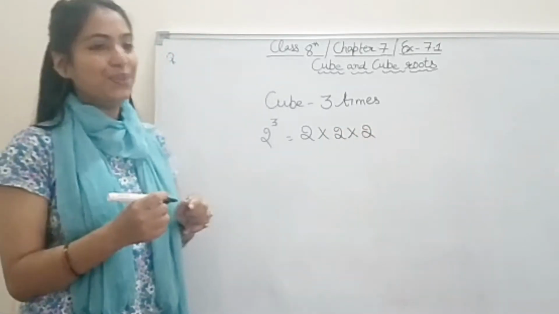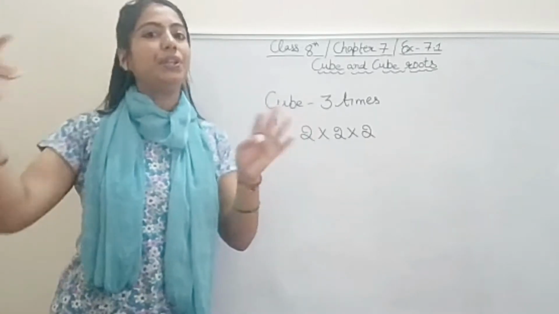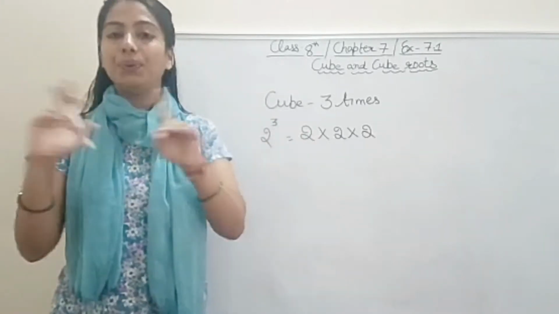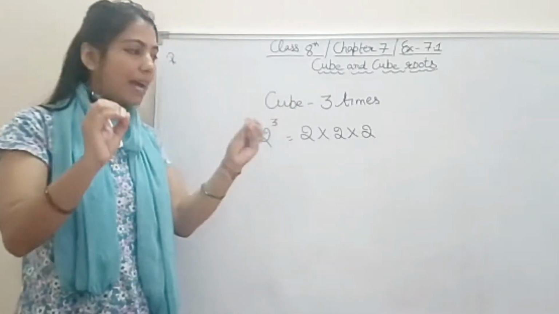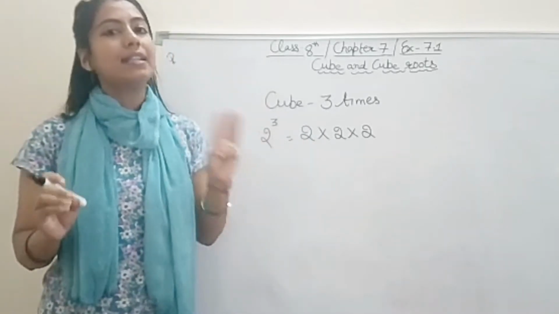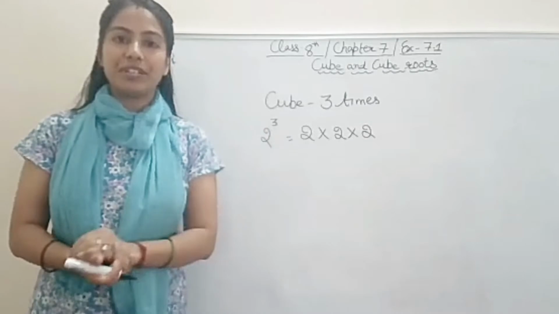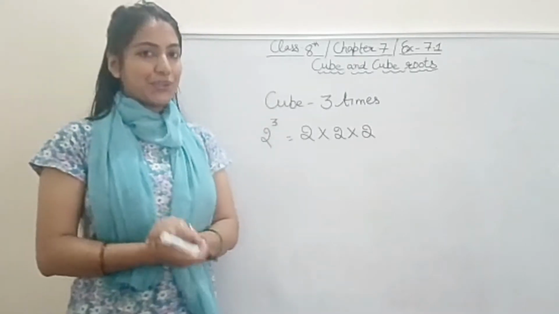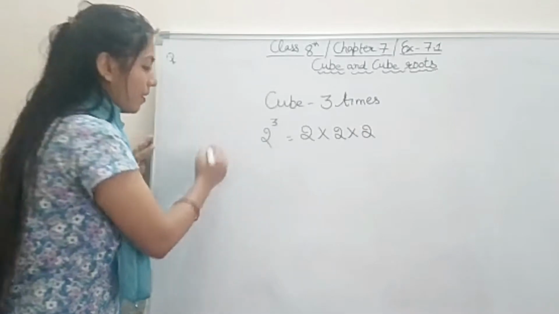Sometimes what students do, they think cube means power 3, so what are they doing? 2 into 3. They are multiplying with 3. No, we don't have to multiply with 3. We multiply the given number 3 times. 3 times the given number we have to multiply. That is called the cube of a given number. Right? So the next topic which we will do in this chapter is perfect cube.